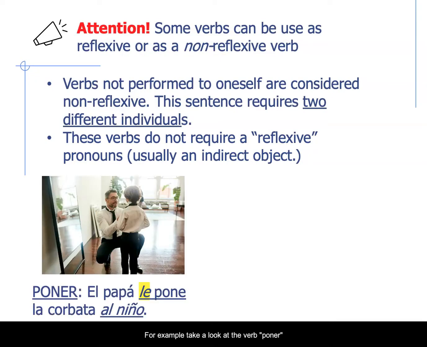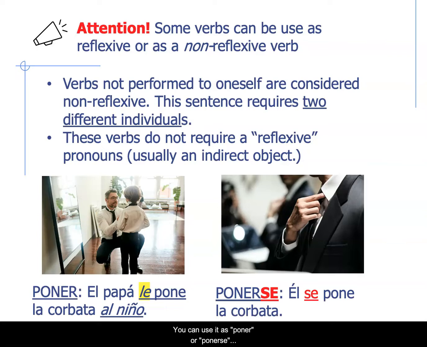For example, take a look at the verb poner. You can use it as poner or as ponerse. If you use it as poner, you're saying that you're putting it on someone. El papá le pone la corbata al niño. In this sentence, the father puts the tie on the kid. So we are going to use the indirect object pronoun le to indicate that it is the boy, the recipient of the action. In the second picture to the right, ponerse is a reflexive verb. Él se pone la corbata. He puts himself the tie.